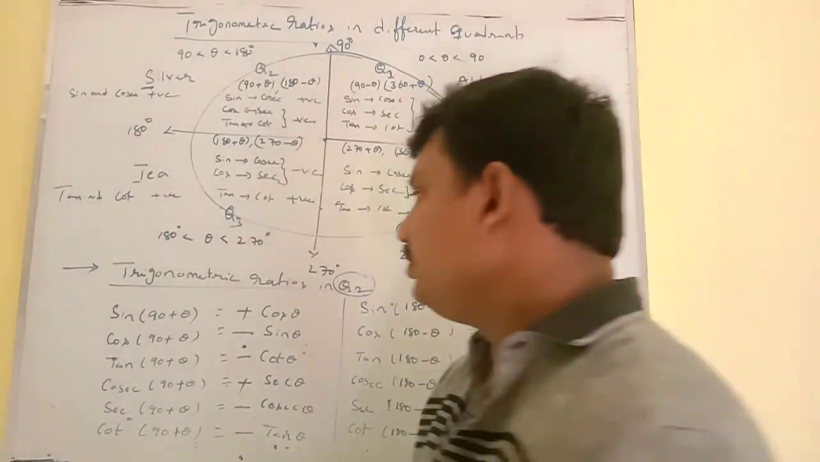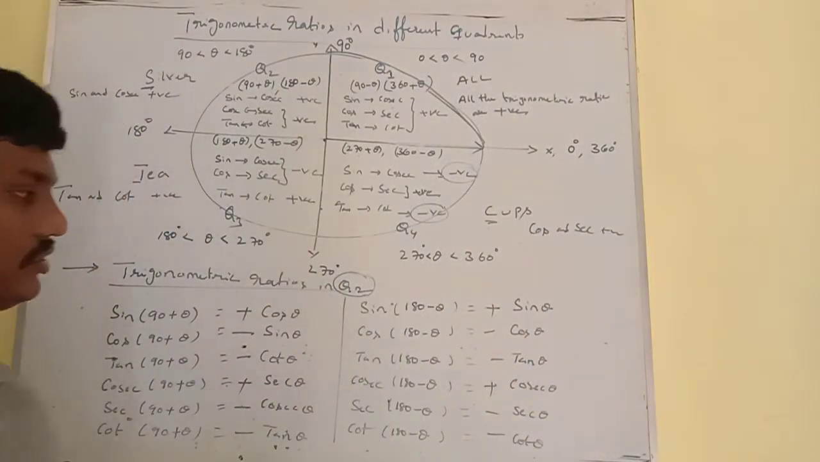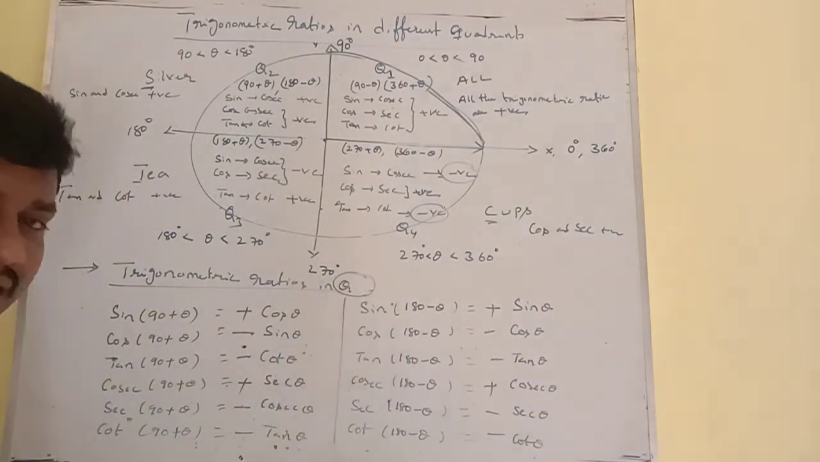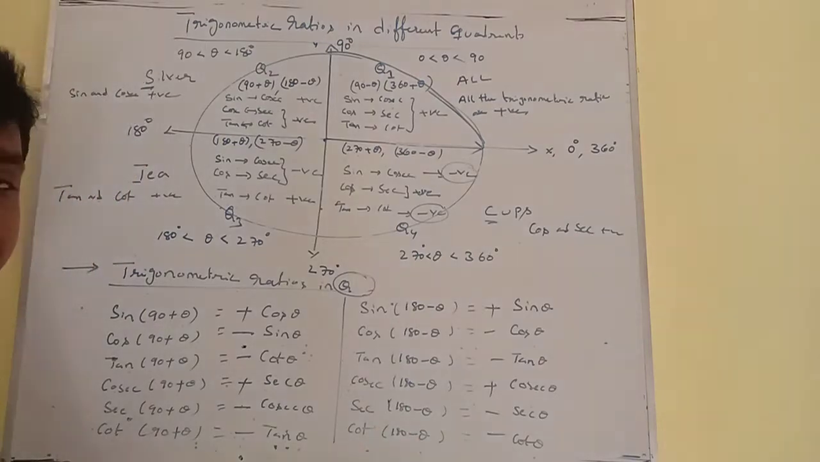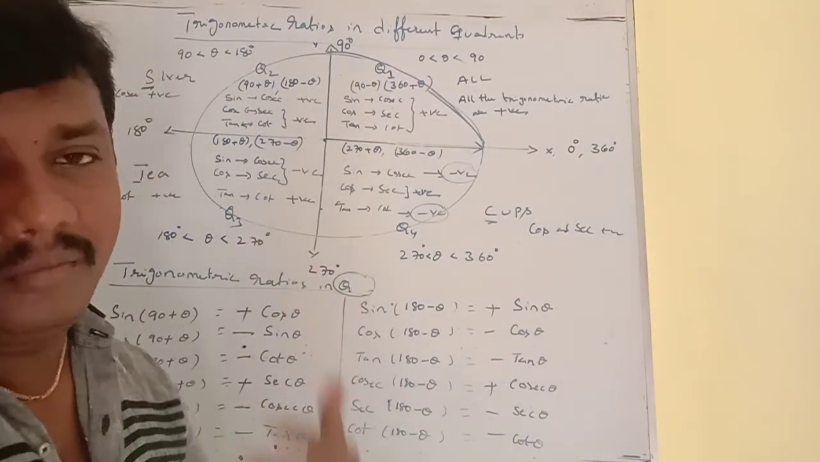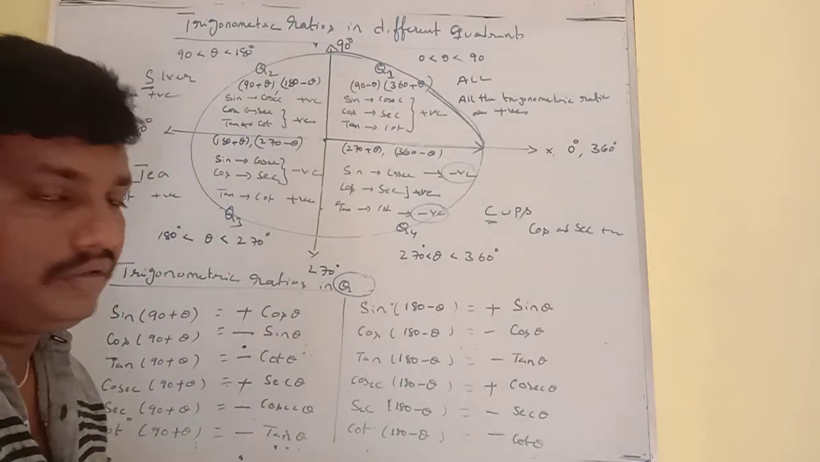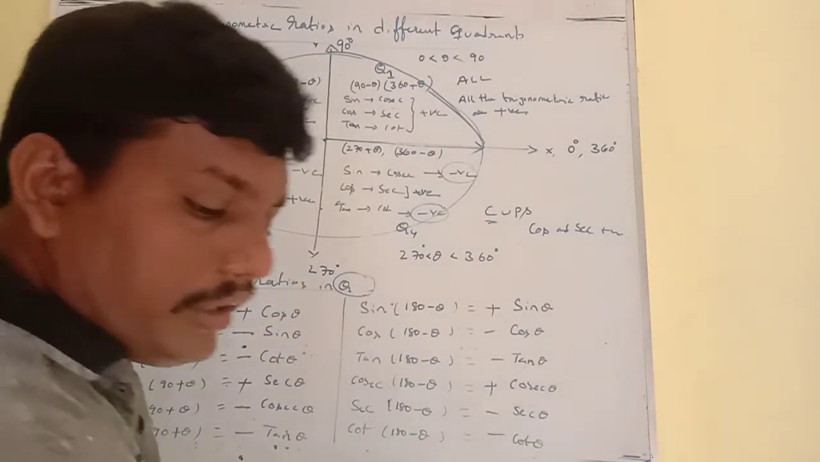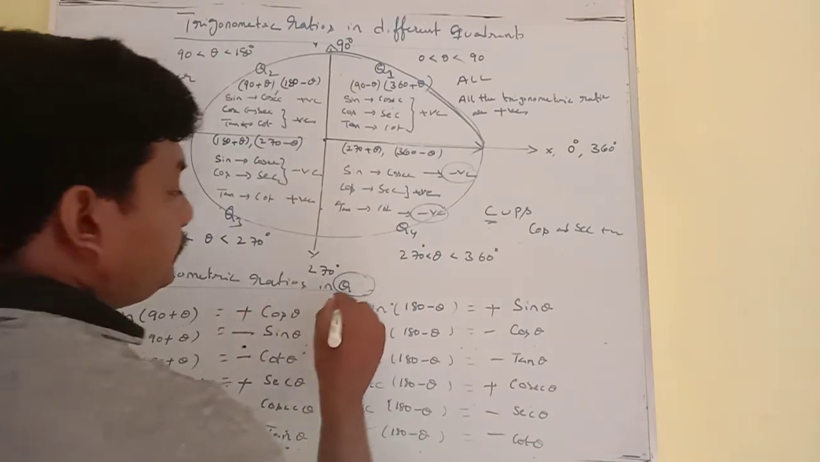Then coming to third quadrant, trigonometric ratios in third quadrant. Students, you can guess this one. If possible, pause the video and try yourself how to write the trigonometric ratios in third quadrant. Okay, so let me see the trigonometric ratios of third quadrant.